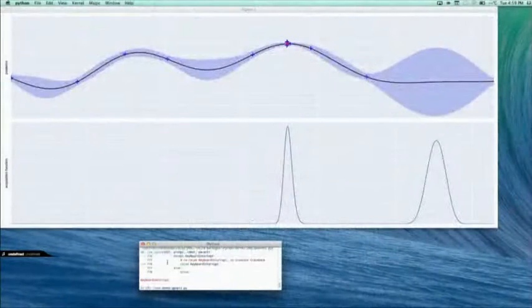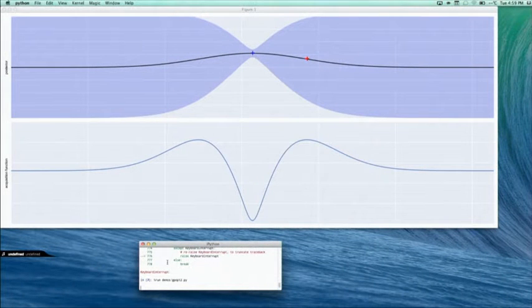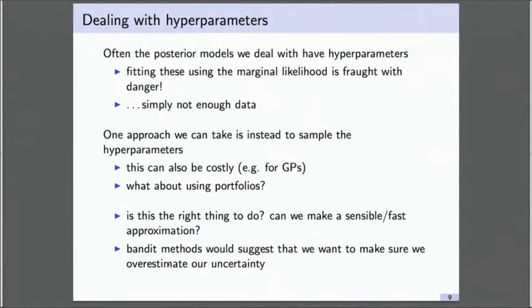So in the example I had right here, if I just cancel that and run it again, at the beginning, I really just have one data point. So trying to fit the marginal likelihood with one data point is a horrible idea that you shouldn't do. One thing we can do is put a hyperprior over these prior parameters and sample them. When we sample the hyperparameters of the model, one of the problems is that this can also be costly. For GPs, we have to evaluate the marginal likelihood, and as we get more and more data points, that gets more and more costly.